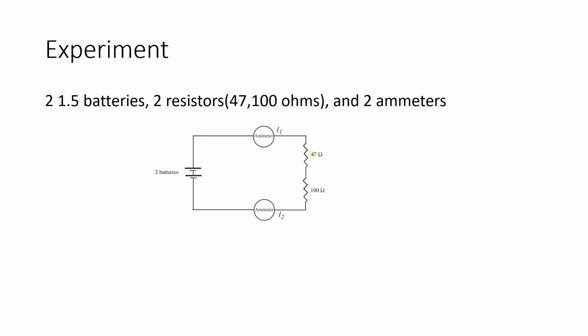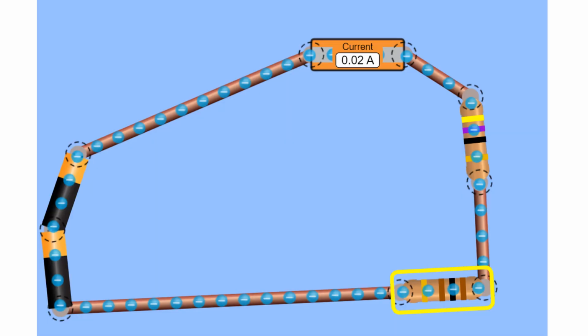So for our first experiment, we had to model this right here, where I had two 1.5 volt batteries, two resistors, one with 47 ohm resistance and one with 100, and then we had two ammeters, one up here, one down here. We were told to find the current. As you can see, we found the current to be 0.02 A.